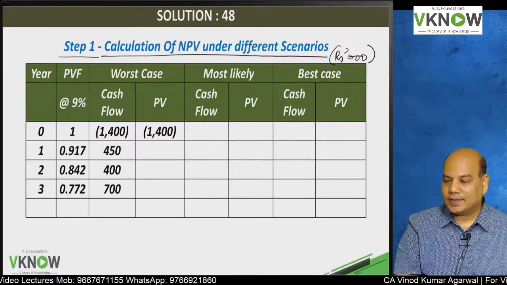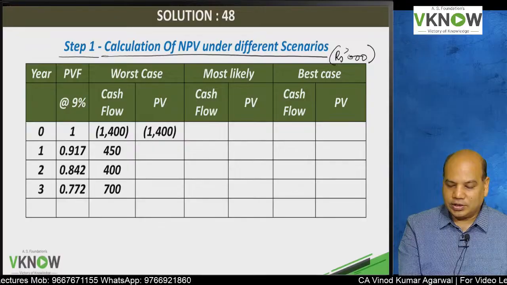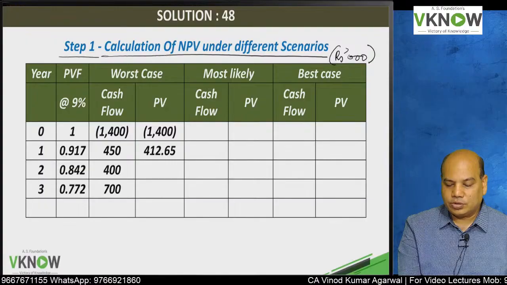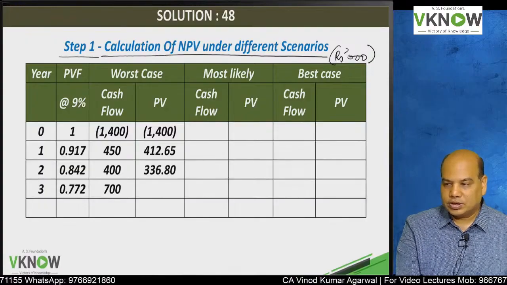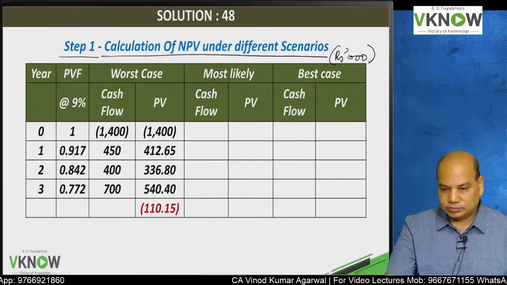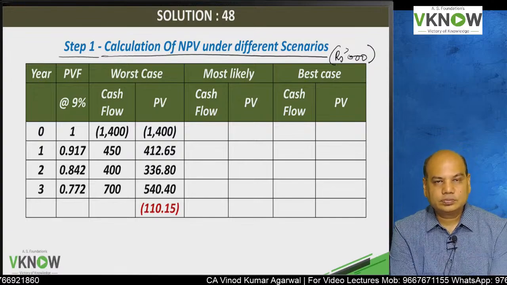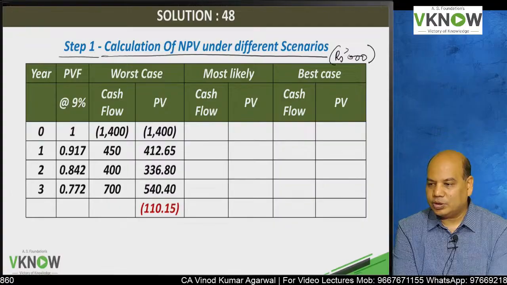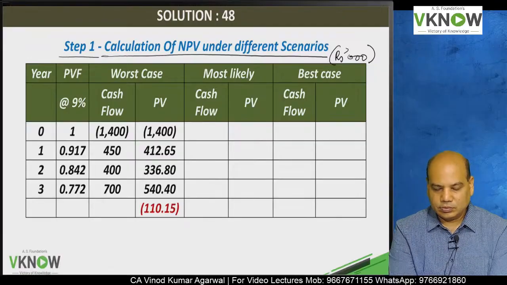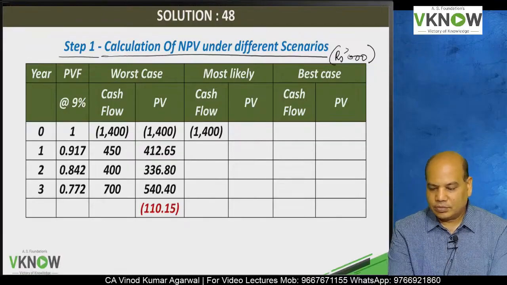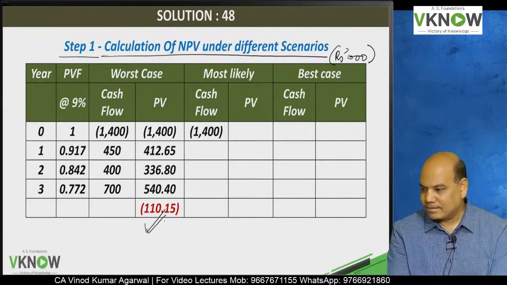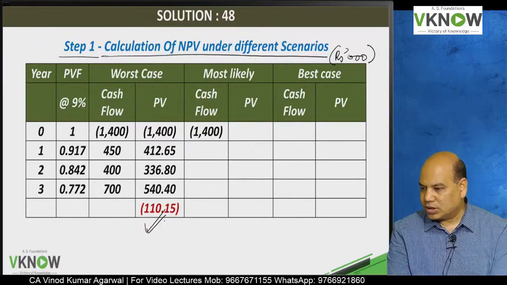Come on, start. 450 into 0.917 equal to memory plus. 400 into 0.842 equal to memory plus. 336.8. 540.4. Total. 110.15 negative. 110.15, please check. Please confirm, is it right?